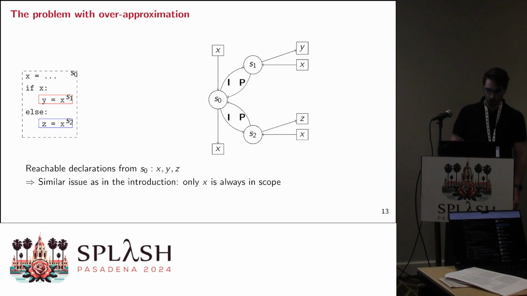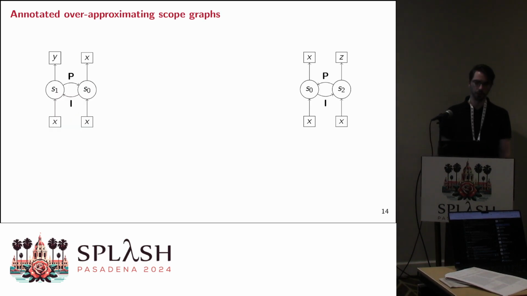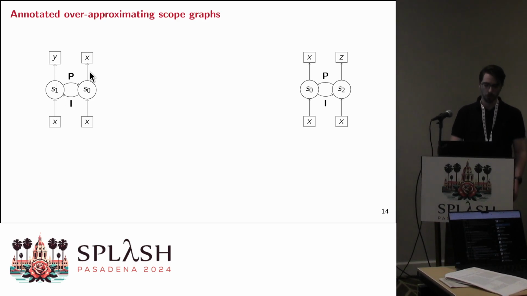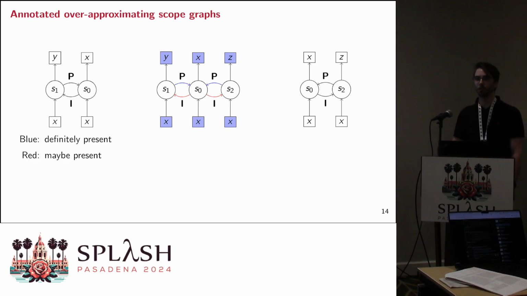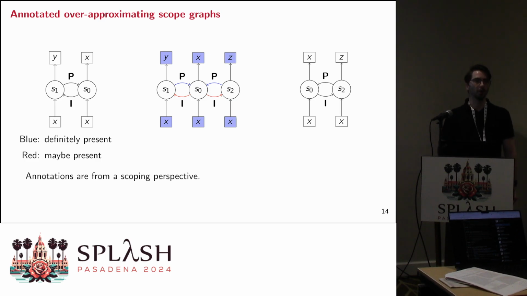Absolutely nothing. So to solve that, we introduce annotated over-approximating scope graphs. At runtime, we actually see two scope graphs corresponding to our two heaps. One where we have our scope S1 and one where we have our scope S2. We then merge these two together with annotations on the declarations and references and annotations on the edges. Blue means that a certain node is definitely in scope, and red means that it might be in scope, but it might not be in scope. And these annotations are from a scoping perspective.